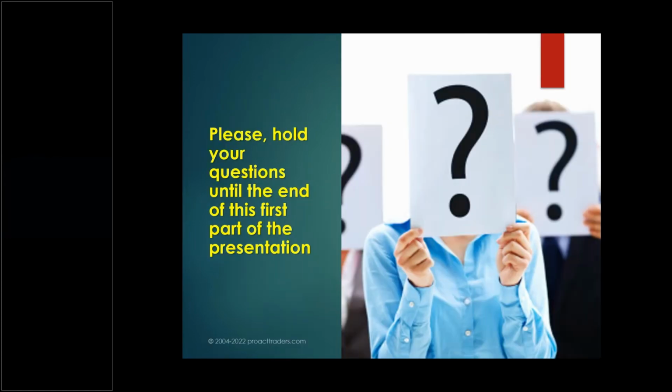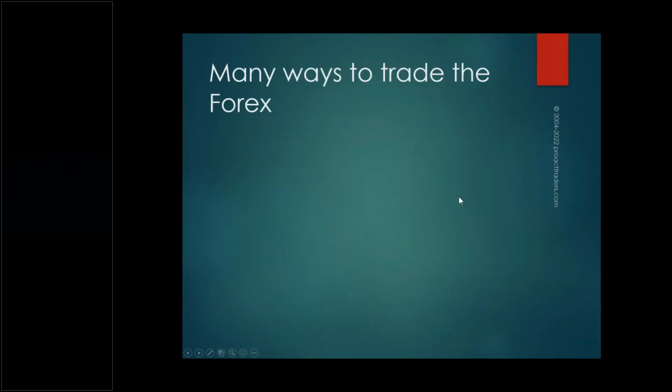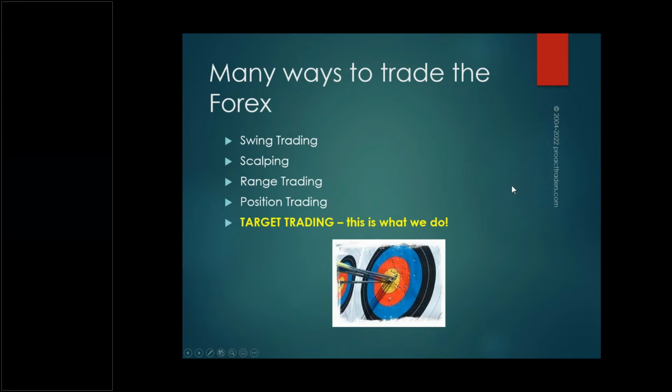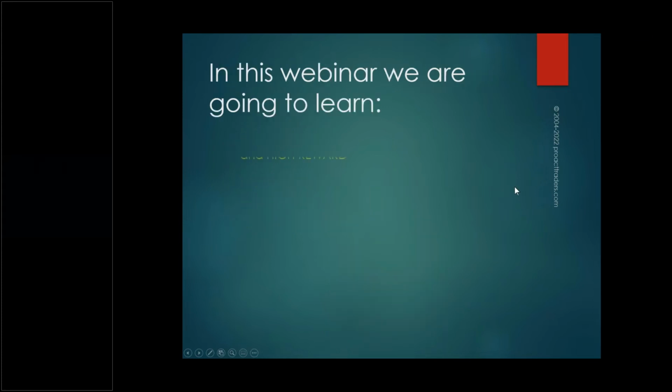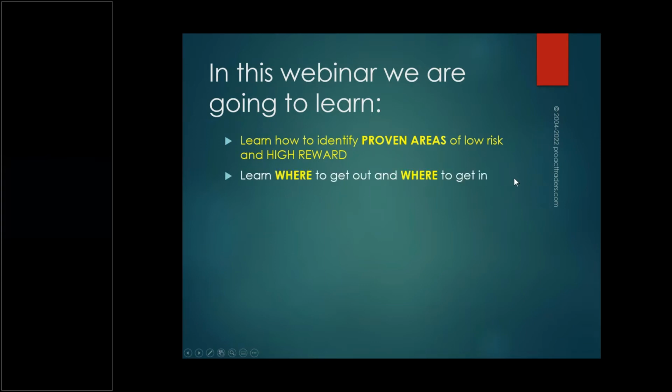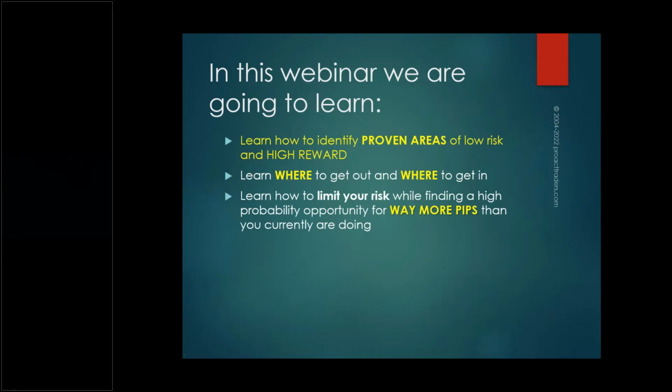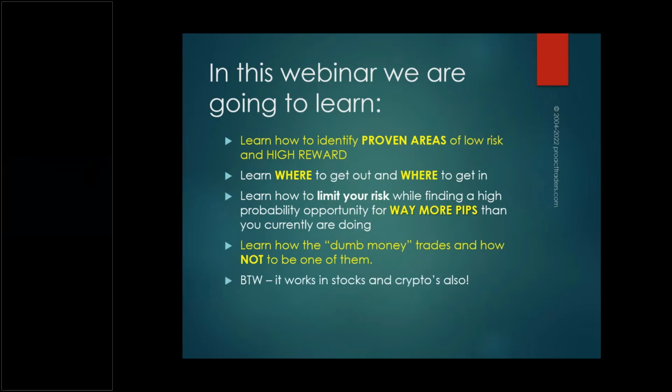So hold your questions till the end, and we will get to them when we go to the live charts. There are many ways to trade the Forex. One is swing trading, one is scalping, one is range trading, one is position trading, and then there's target trading. And that is what we do. In this webinar, we're going to learn how to identify proven areas of low risk and high reward. Learn where to get in and where to get out. Learn how to limit your risk while finding a high probability opportunity for way more pips than you're currently doing, and learn how the dumb money trades and how not to be one of them. By the way, it works in stocks, in cryptos, indices, whatever you want to trade, pork bellies, corn, soybeans, doesn't matter what it is.